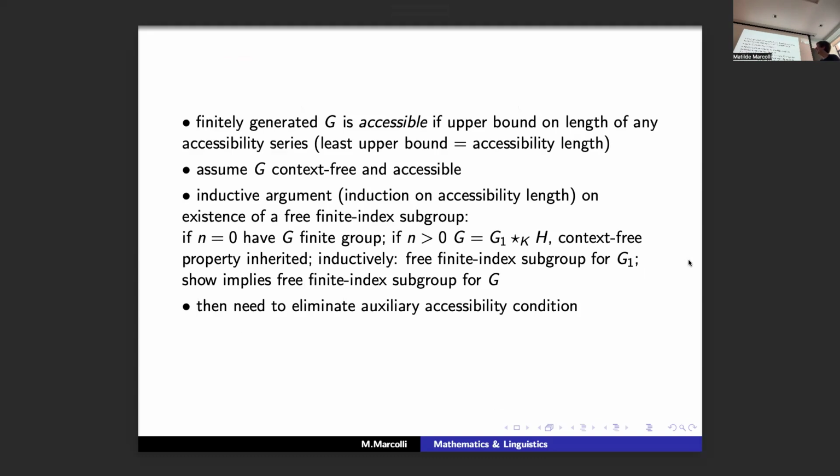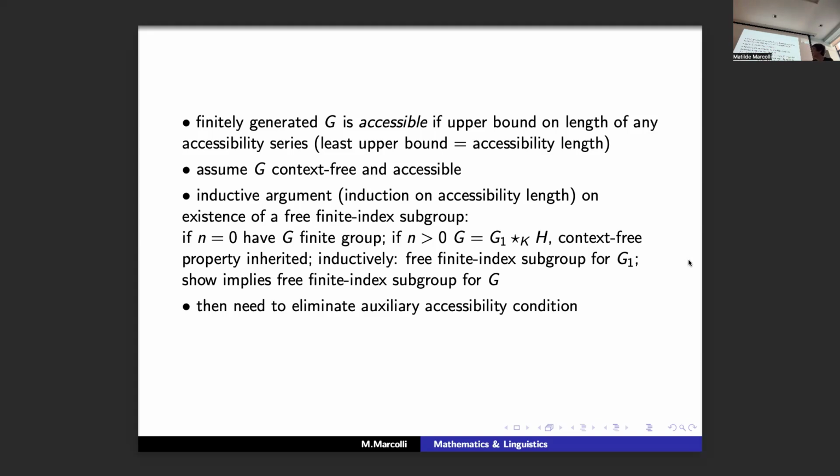Okay, so here's the kind of relation that there is between these properties of the group. A finitely generated group is accessible if you have an upper bound on the length of any accessibility series. And now you assume that G is simultaneously context-free and accessible. So far, this accessibility property is just completely pulled out of the hat and thrown into the picture. And eventually you want to show that it's actually automatically there. Here it's just done so that you can do an inductive argument over smaller groups. Okay, so for now you assume that it's both context-free and accessible.